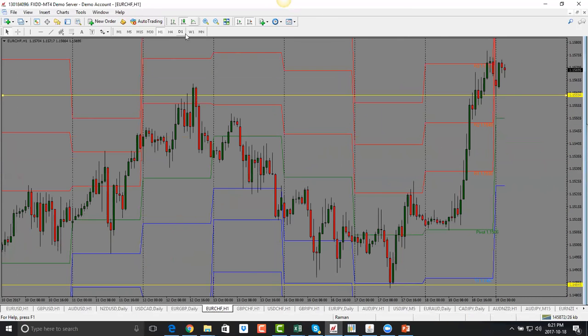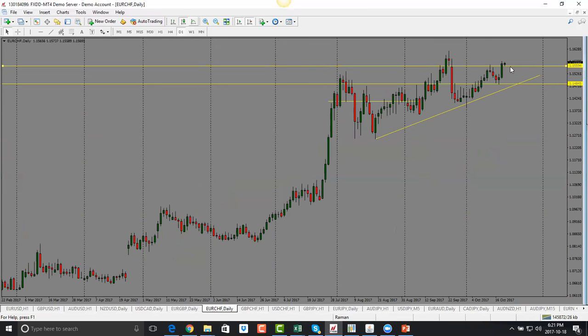Euro Swiss franc, a big move to the upside here. Big bullish move. We were looking for bullishness, and this one actually moved more than I was looking for. The target was at the top here, but this has moved up higher, so now we're targeting the high. It still has that bullishness in it, so I'm looking for a further move into 1.1620 level.